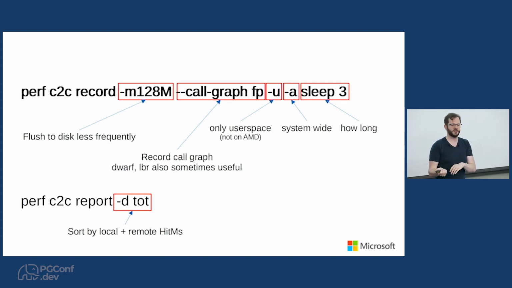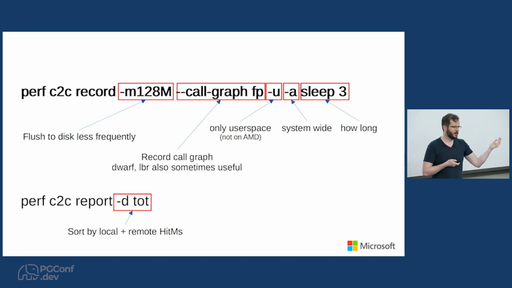But I found it to be better to run the benchmark into a steady state and only then start profiling and then stop profiling, because otherwise it just takes too long and you have too much data. So I just measure system-wide, and then you tell it with sleep 3 that it should wait until that command is done. And then we can look at the results with perf c2c report, and with -d you can tell how it is sorted.